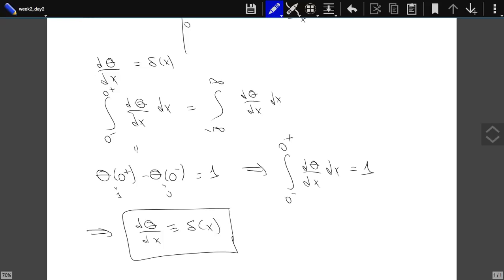So you seem to be having problems with the Dirac delta function. We can do a few examples of the applications of the Dirac delta function after you finish your questions. So any other questions? Anything you want repeated?